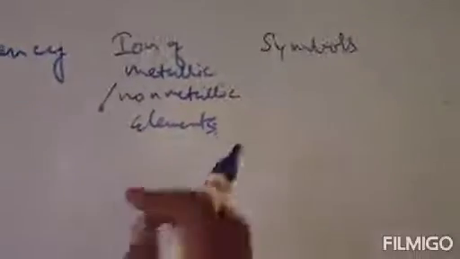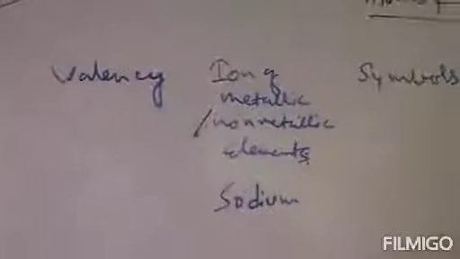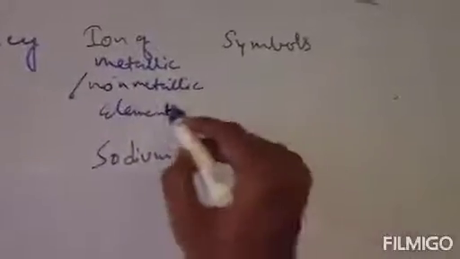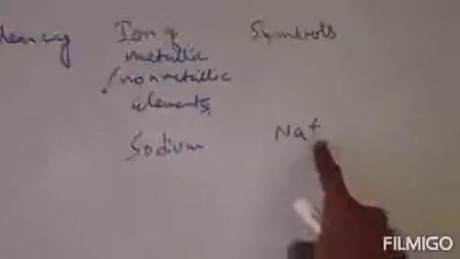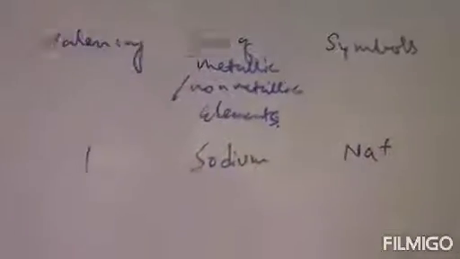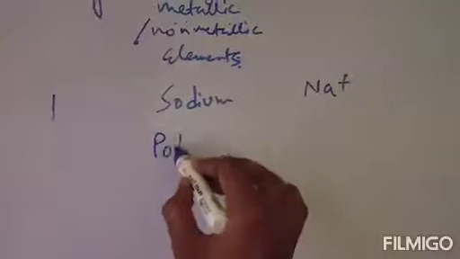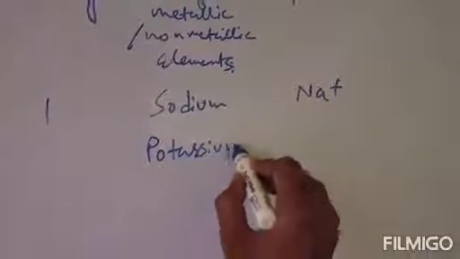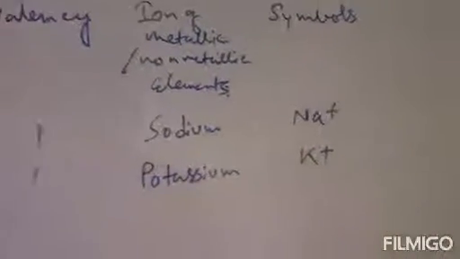The first one, suppose sodium. If it is the sodium ion, the symbol will be Na+. A single charge is present, so the valency will be 1. Next comes potassium, that is K+. A single charge is present, so the valency is 1.